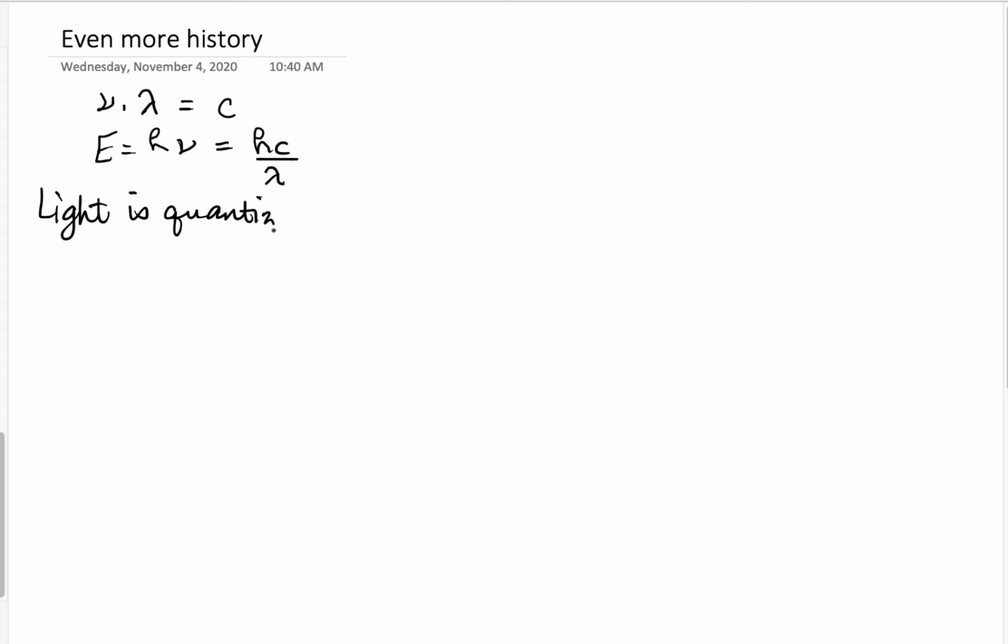So we have that the wavelength times the frequency is equal to the speed of light, and we also have that the energy of light is equal to h nu, or hc over lambda, and that light is quantized, which means it can come in certain size packets that we call photons, and that light has both wave and particle characteristics, which we call wave-particle duality.